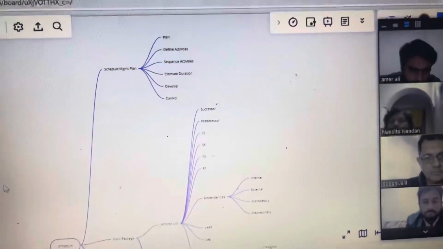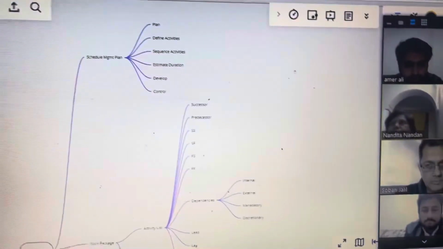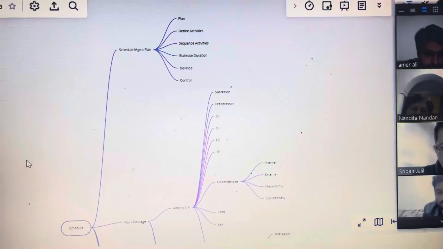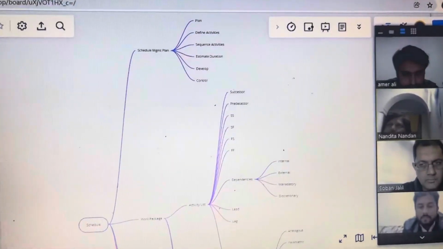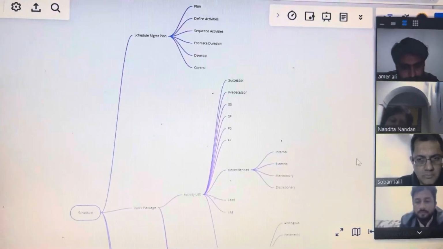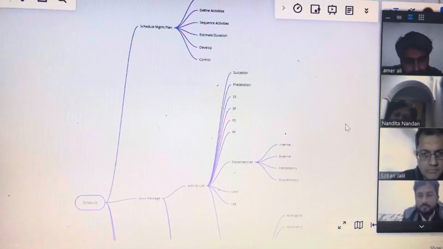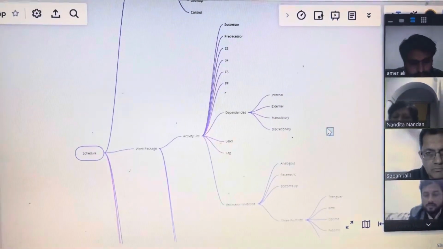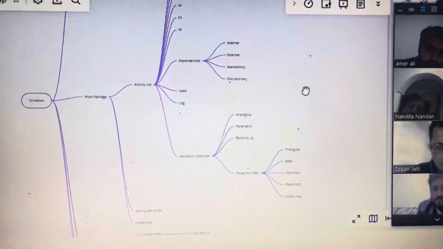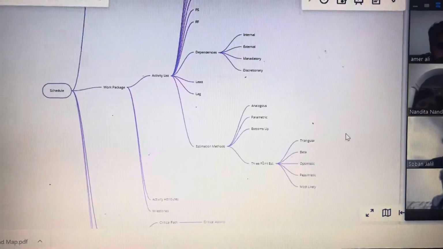We have studied the schedule management plan. There are 6 processes: planning, define activities, sequence activities, estimate the duration, develop and control. Then we have work packages, which we divide into 3: the activity list, activity attributes, and the milestone, which has 0 duration but is a specific event.